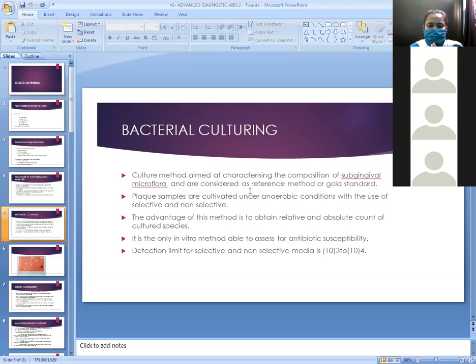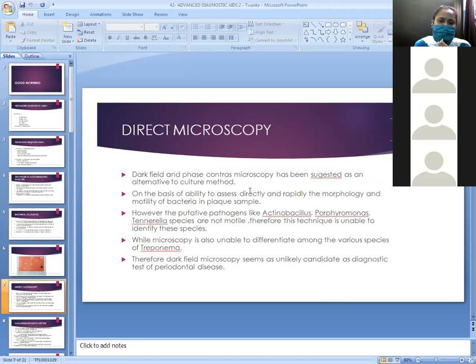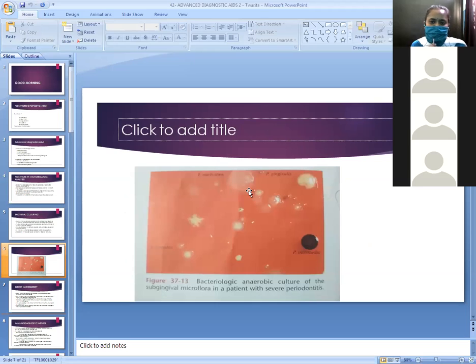The only problem with culture media is that some organisms require selective media. Other than that, live, viable microorganisms should be there. That is the main drawback. Here, in the bacterial anaerobic culture, you can find black-pigmented Prevotella intermedia, or P. gingivalis, and yellow colonies are also there. Fusobacterium is there. So this is one image showing different kinds. This is blood agar culture media, and you can find different types of colonies present.